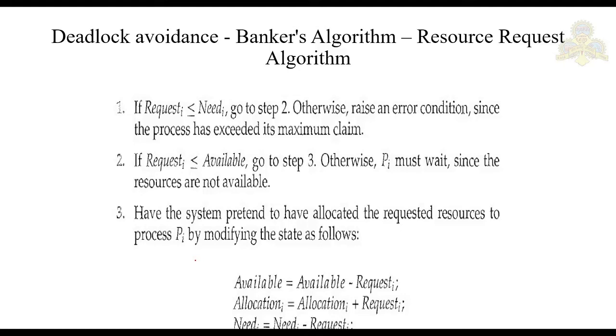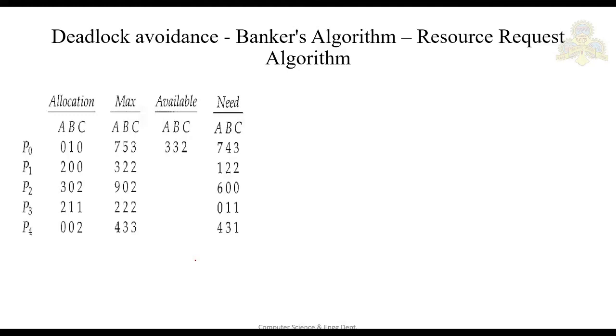The example is the same thing we considered for your safety algorithm. By now you must know what allocation, max, available and need are, and how these numbers have come. I'll write: resource A has 10 instances, B has 5 instances, and C has 7 instances. By looking at this diagram, you might now know how the maximum and available have been calculated.